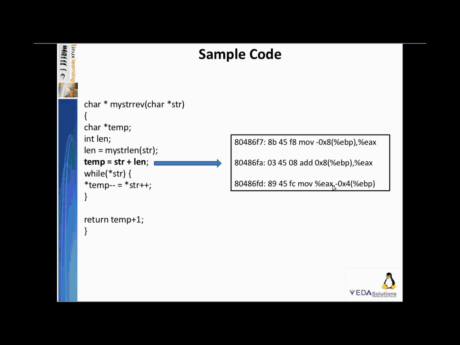The assembly equivalent of this, the binary equivalent instructions of this, would look something like this. The first step is to move the -8, which is the length variable, into EAX. The next instruction is to add this particular 8 of EBP, which is the argument str, to EAX, and then move the result back into -4 of EBP. -4 of EBP is the address of temp.